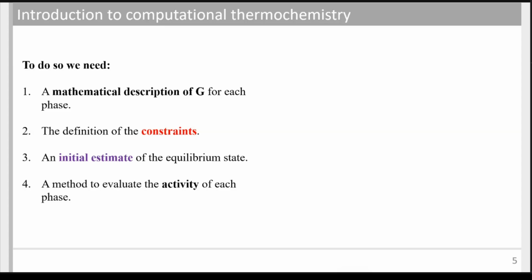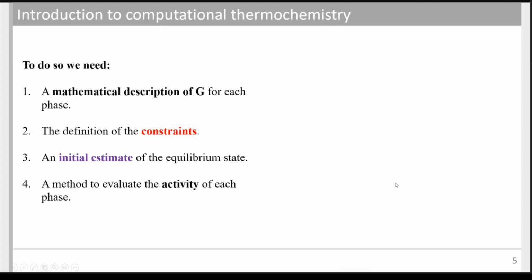Then we need, of course, to define the constraints, and this is super important. So when we have a process, it's important to identify what are the conditions that we are really imposing on the system or on a local part of the system. Sometimes it can be mass balance, some other time it can be chemical potentials that are locally imposed on our system. Then, behind the scenes, I would say we need an initial estimate of the equilibrium state.